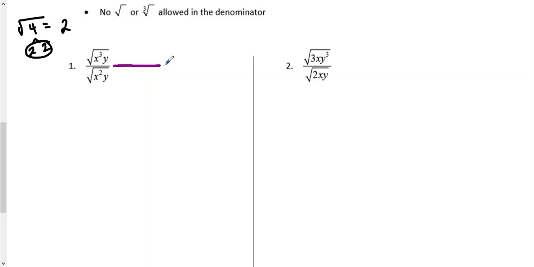So what I'm going to do is create a whole other fraction, and I'm just going to rewrite whatever is on the bottom. So x squared and y. So now I have 2 x squareds and 2 y's, and the reason I need 2 is because it's a square root. But whatever I change on the bottom, I have to change on the top. So x squared and y.